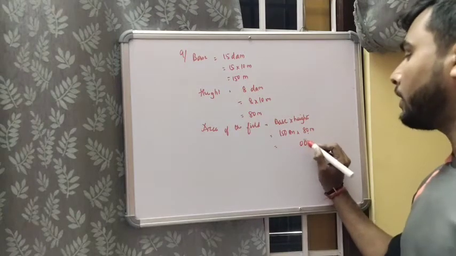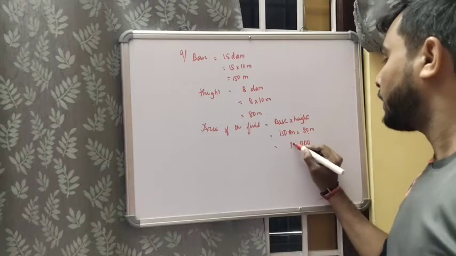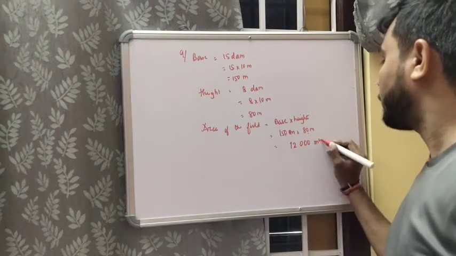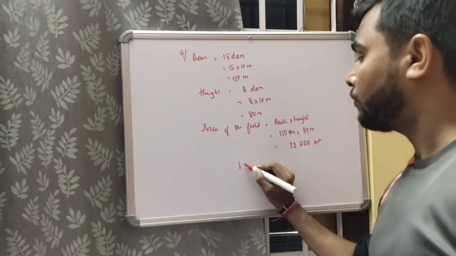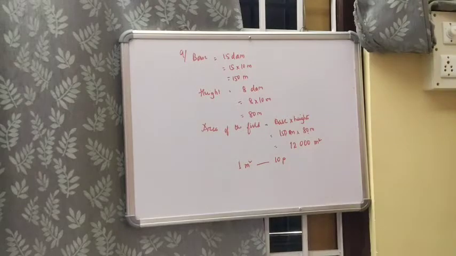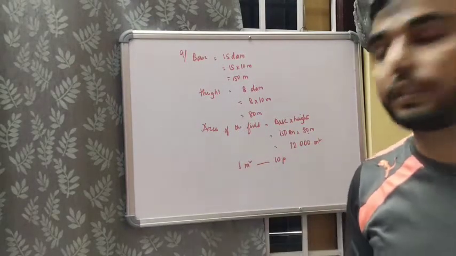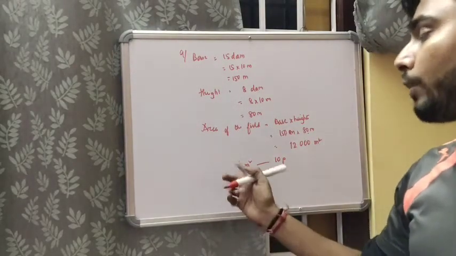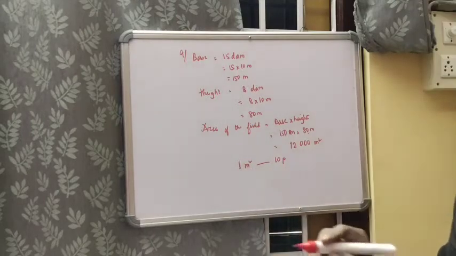8 into 5 is 40, carry 4, 8 into 1 is 8, 8 into 4 is 12. Meter into meter, meter square. Now for 1 meter square the cost is 10 paise. I am doing it in a shorter way. In the PDF you will get the statements properly. You have to write that cost of watering 1 meter square is equal to 10 paise.